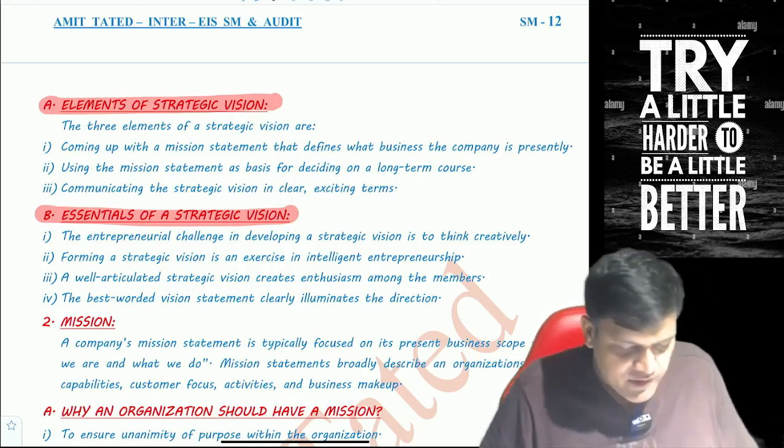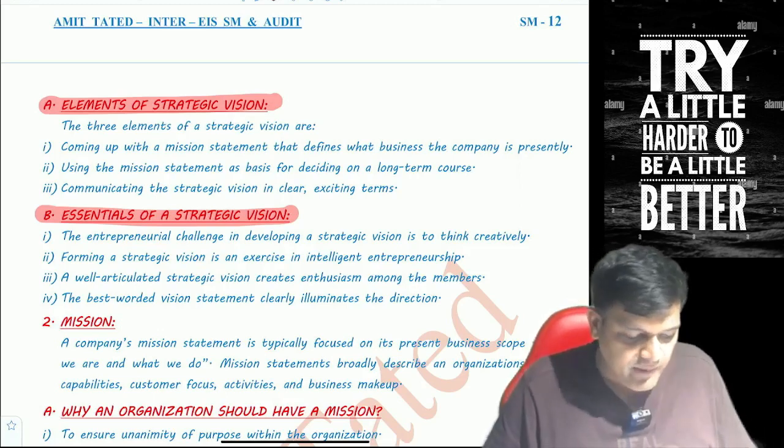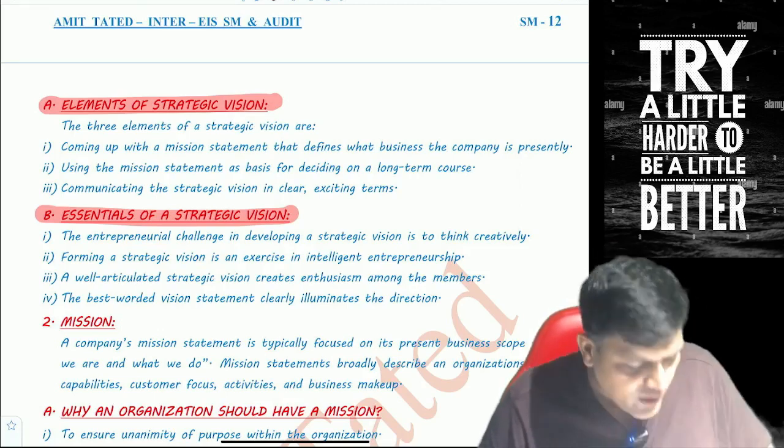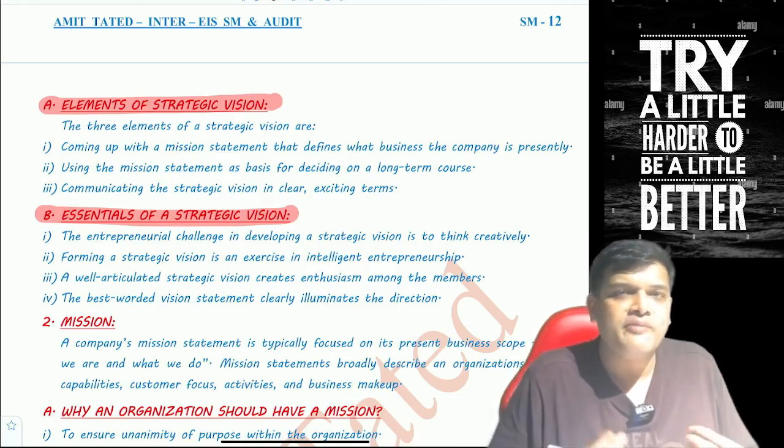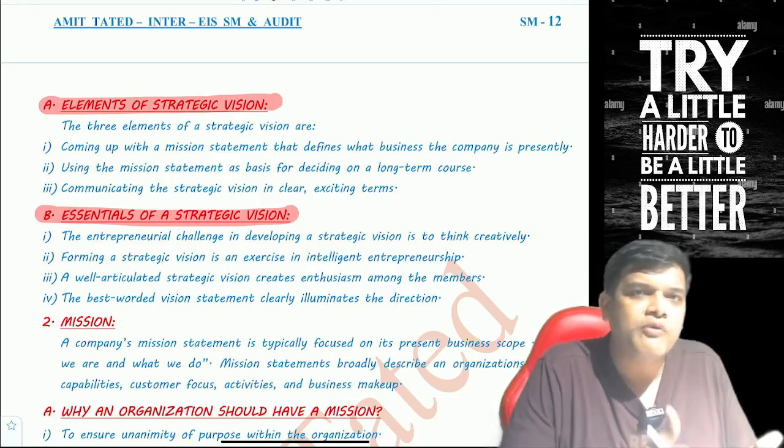So the first point we are discussing is the elements of strategic vision. What are the elements of strategic vision? For example, if I need to have a vision, what elements do we require? Element means the things we require for a strategic vision to come.